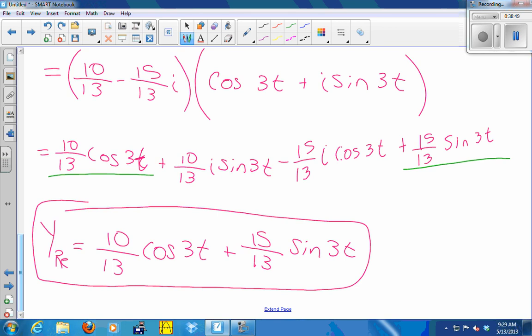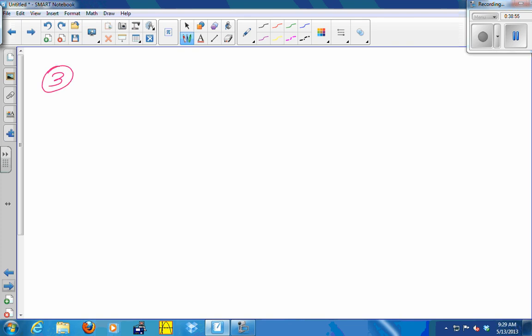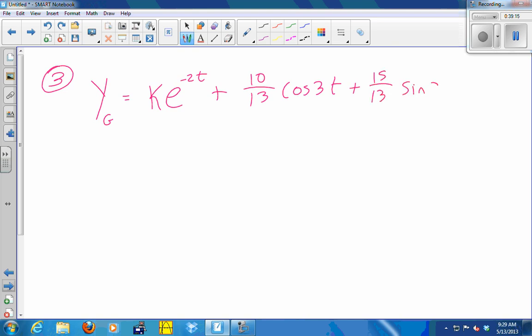All right, so then I have to add that to my general solution of the homogeneous, and I'm done. Step 3 is that y general is the result from step 1, which was k e to the negative 2t, plus the results from step 2, 10 13ths cosine 3t plus 15 13ths sine 3t.